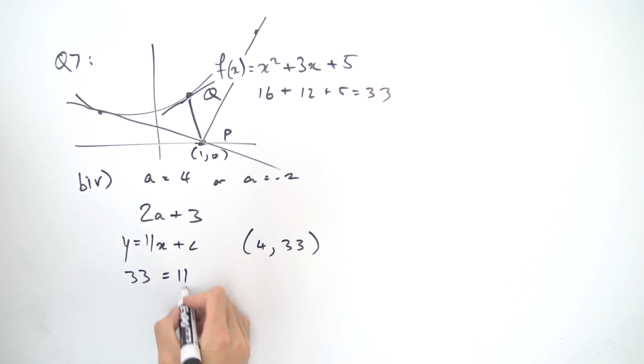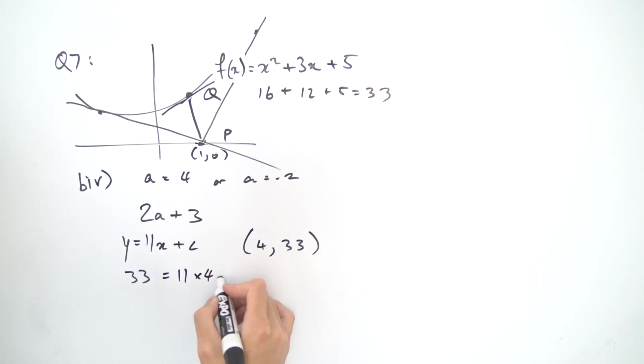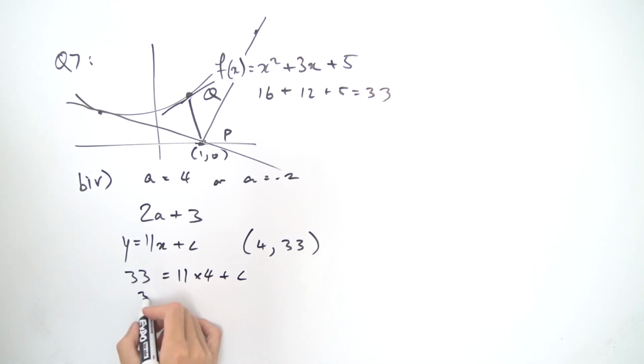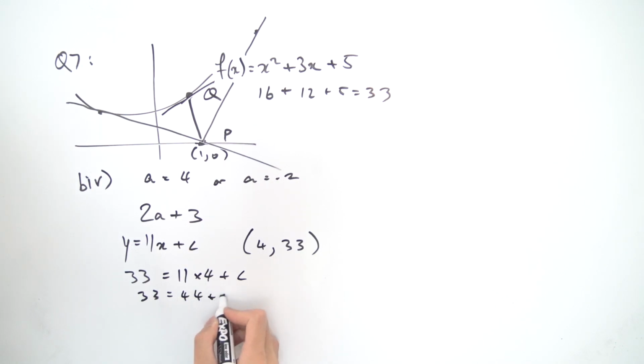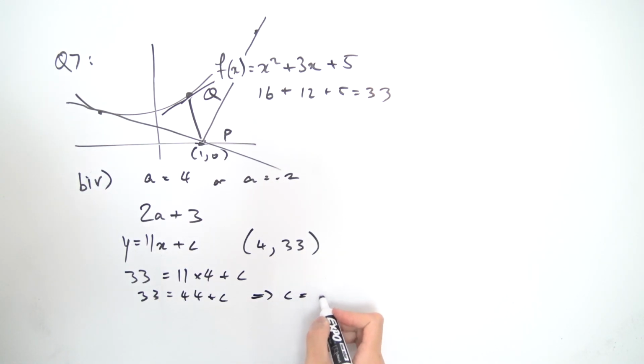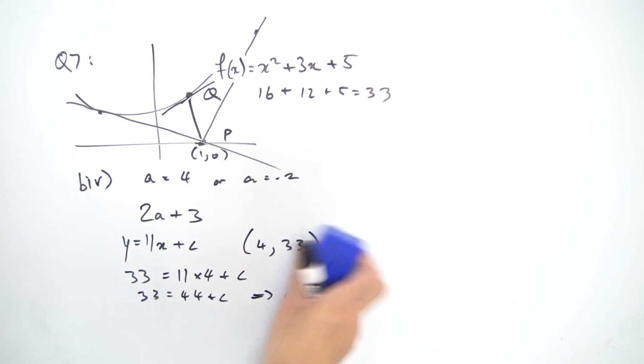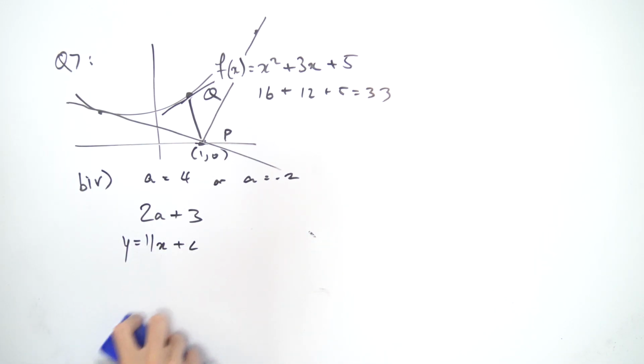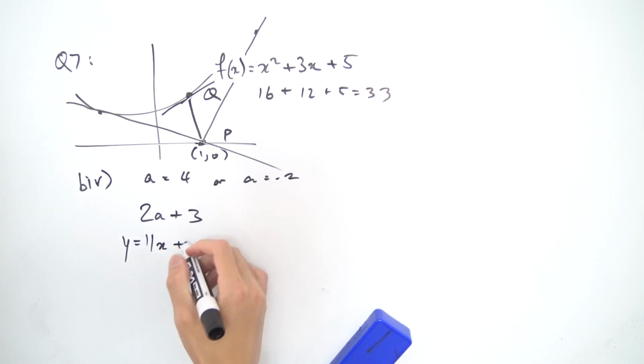And that's equal to 11 times x, which is 4, plus a c. So 33 equals 44 plus c. So that means that c is equal to 11. So we get the equation 11x plus 11. And that's what I wrote for the exam.